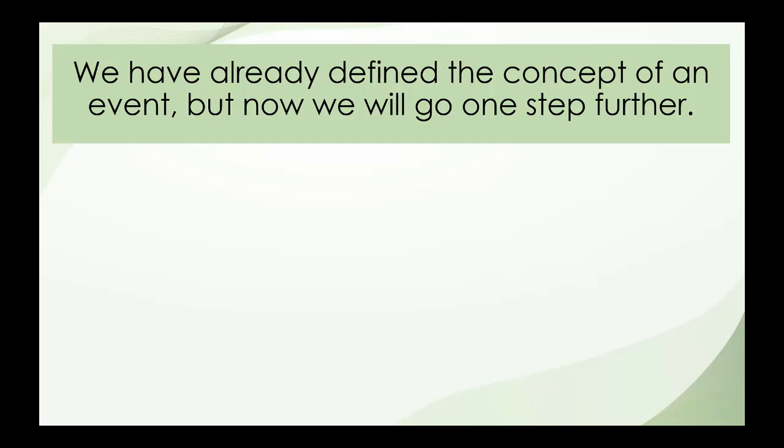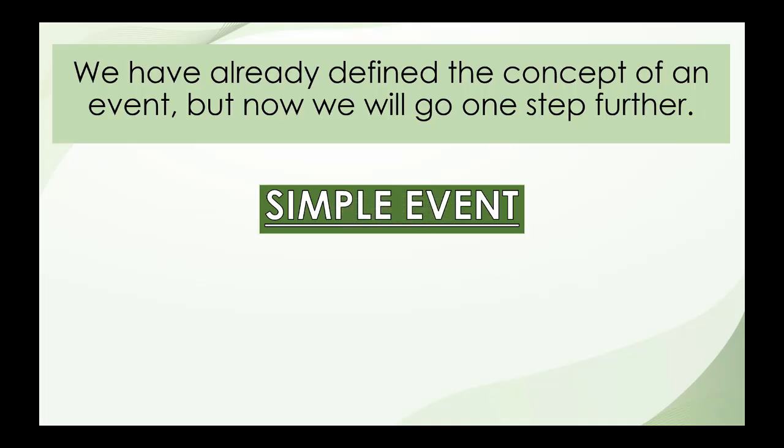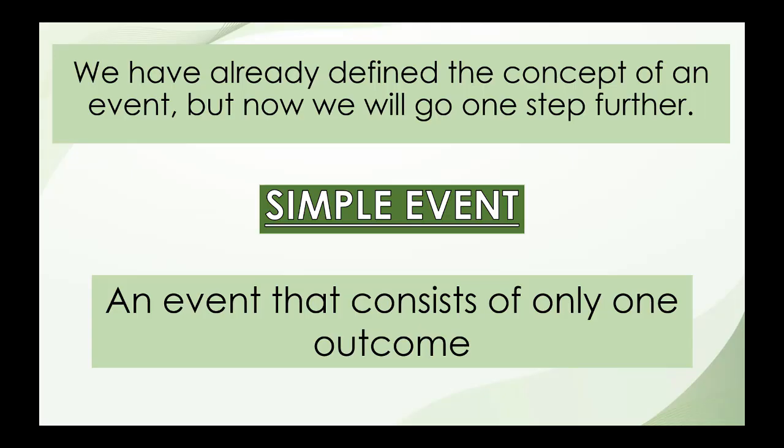So we've already defined the concept of an event, but now we want to flesh that out a little bit and go one step further and define the concept of a simple event. So a simple event is an event that only has one outcome. Remember, we said events were subsets of sample spaces that had one or more outcomes. Well, a simple event only has one outcome.